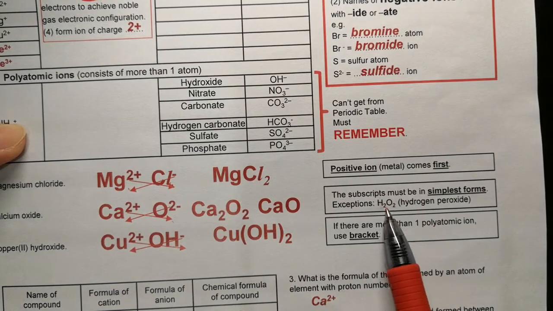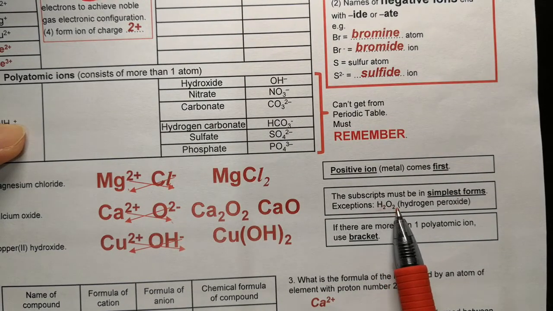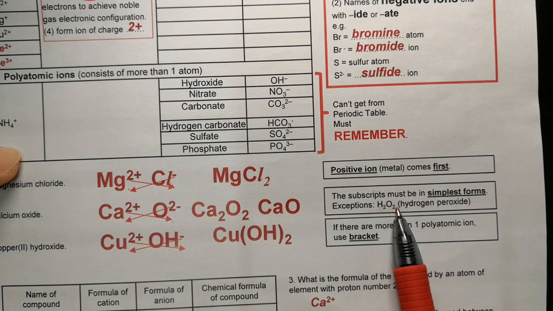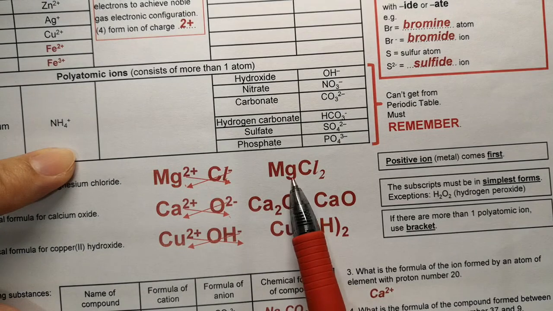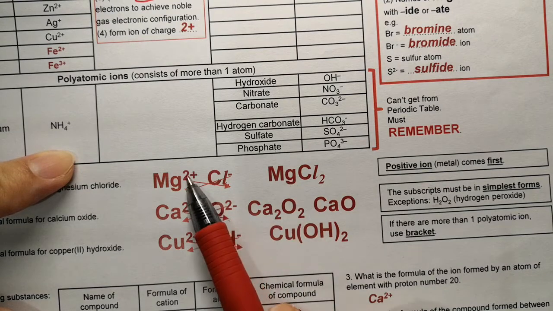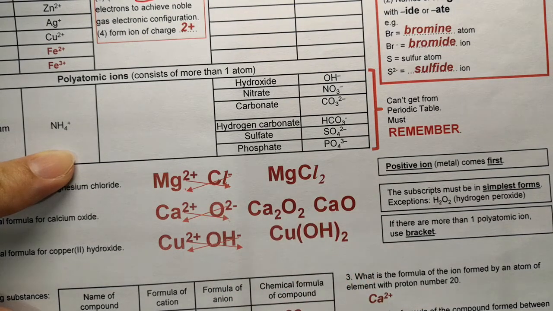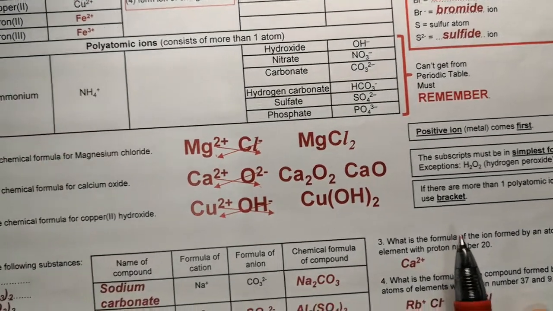An exception will be hydrogen peroxide, H2O2. H2O2 remains as H2O2. It is not HO. Also, when you write the chemical formula of an ionic compound, you have to bear in mind that you have to write the positive ion first. Mg must come first. It cannot be the negative ion first. Must be positive ion first.